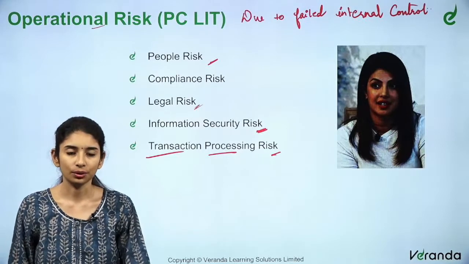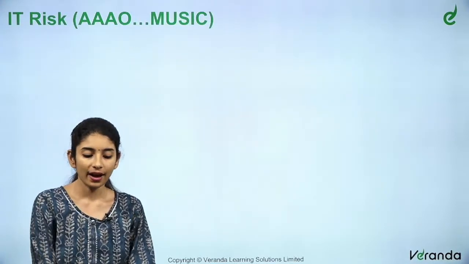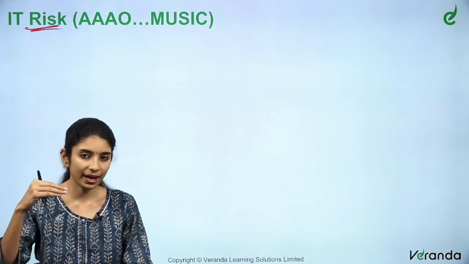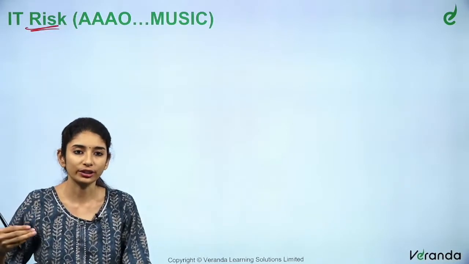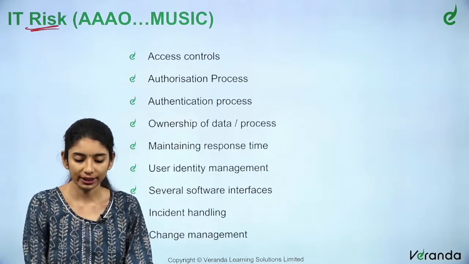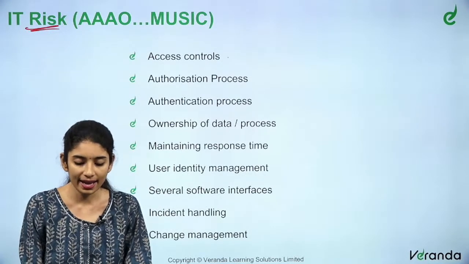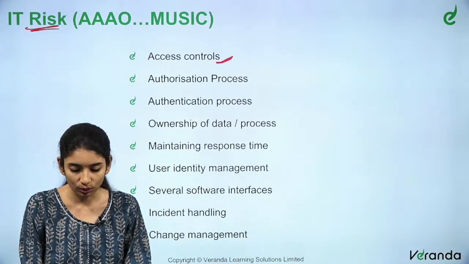Failed internal control. Next I have IT risk. Okay, so this is a sub branch, and of that we have other points. So IT risk, AO music. Okay, under AAA, A is for access control.